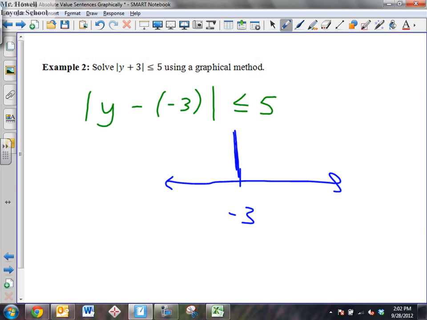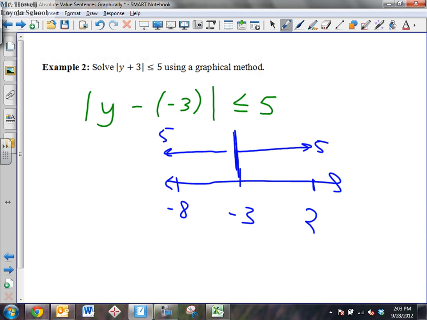So I started the starting point here. What do I do? You're going to go 5 to the right. Yeah. And? Then 5 to the left. Good. So going 5 from the right, what do I get? What's the point going to be? 2. And left? Negative 8. Okay. Next, we have to figure out if this is an and or an or statement now, don't we?